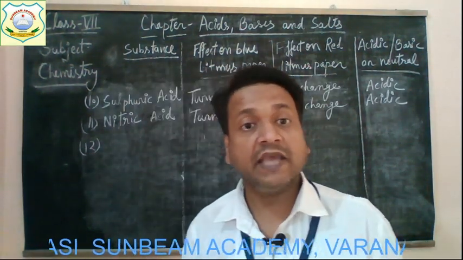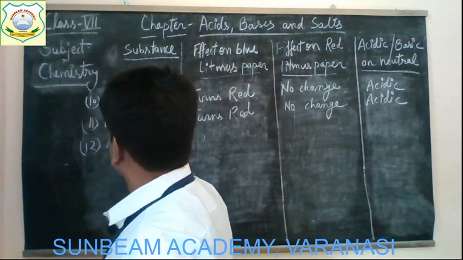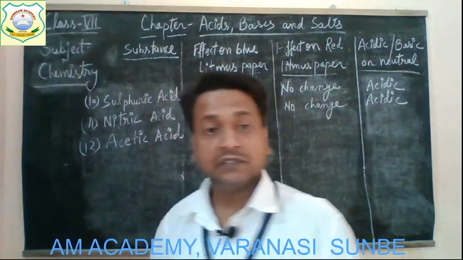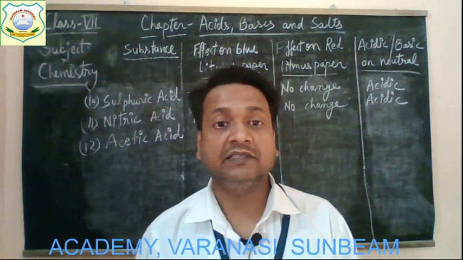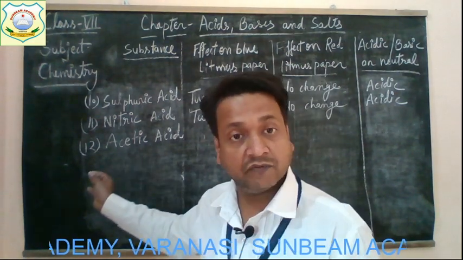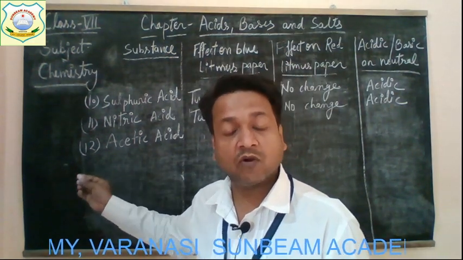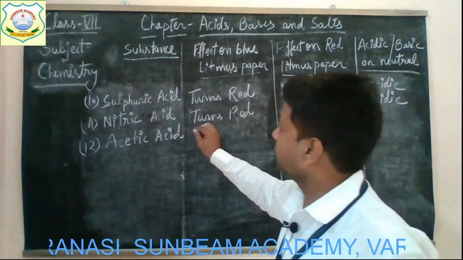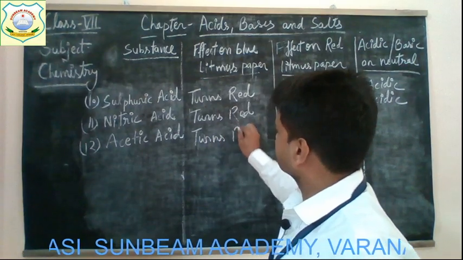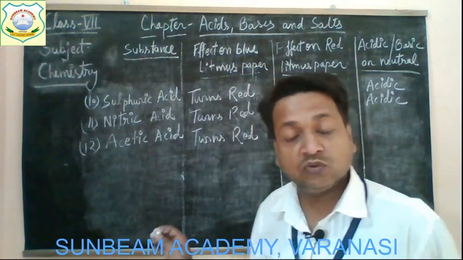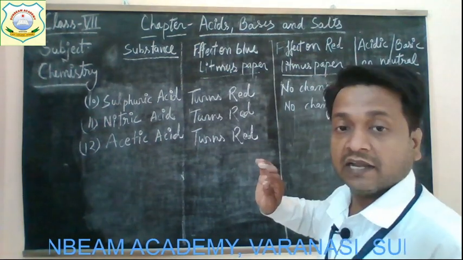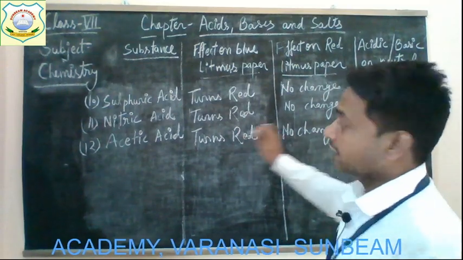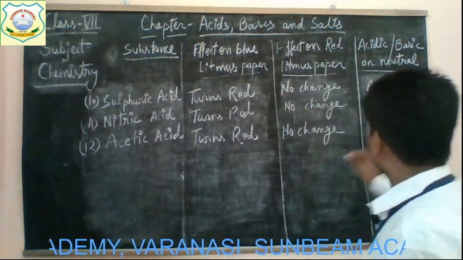The next substance is acetic acid. Children, acetic acid is found in vinegar. Okay, so you can write here either vinegar or acetic acid. When a drop of acetic acid or vinegar is kept on blue litmus paper, it turns red, and there is no change on red litmus paper. So the nature of this acetic acid is also acidic.